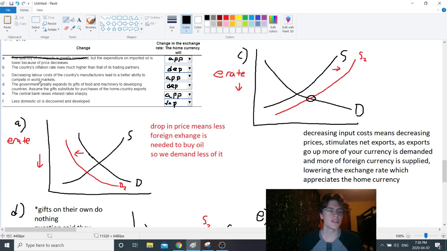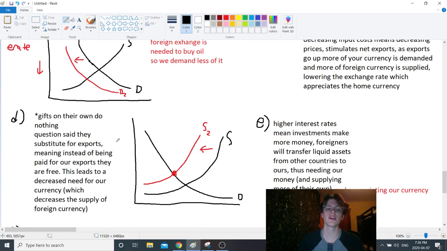Question D. The government greatly expands its gifts of food and machinery to developing countries. Assume the gifts substitute for purchases of the home country exports. So normally gifts do nothing. Gifts would not appreciate or depreciate your currency at all. However, it says here that the gifts substitute for purchases of the home country exports. So instead of the other country purchasing our exports, we're giving them away for free.